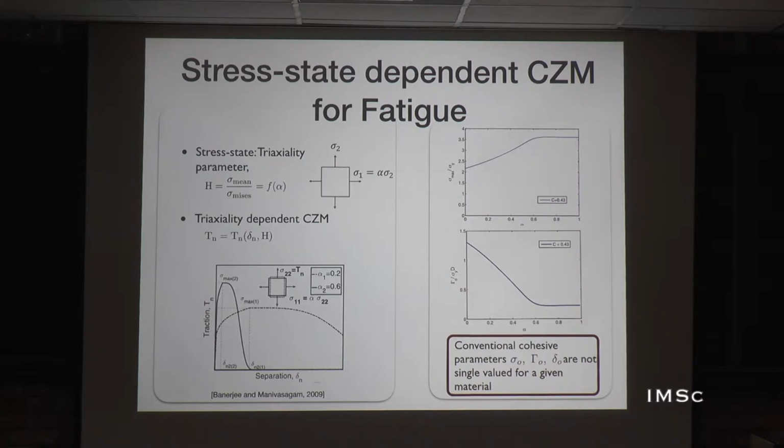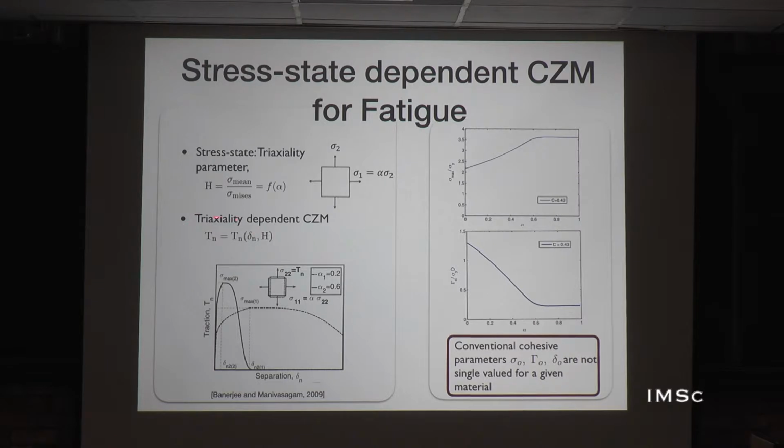Now, what we have done in our model is this: the traction separation behavior that we had spoken about, the conventional parameters, are not constant in a stress-state-dependent cohesive zone model. They depend on the stress state that the process zone is subjected to. For instance, here we have defined an in-plane state of stress where only sigma 1 and sigma 2 are acting, and sigma 1 is proportional to sigma 2, with the constant of proportionality alpha, basically a biaxiality ratio. Based on this stress state, you can write the triaxiality parameter. It would be a function of alpha alone.